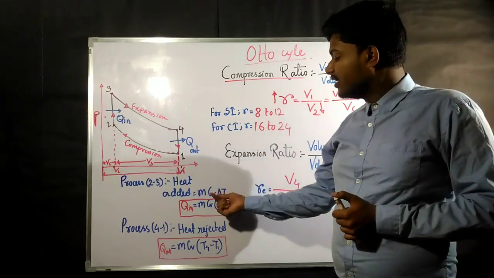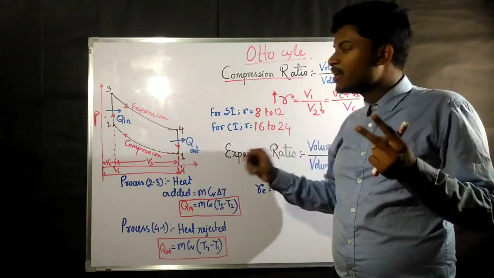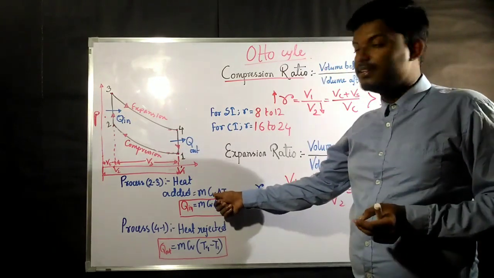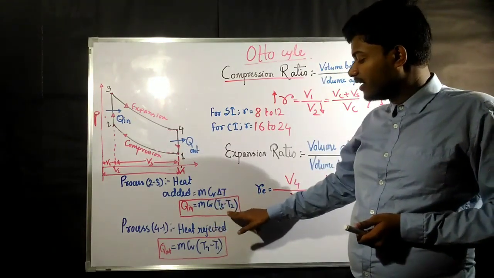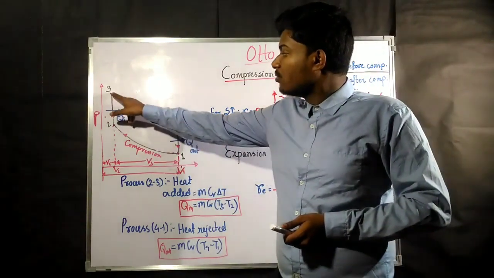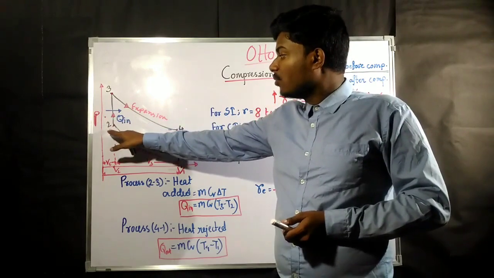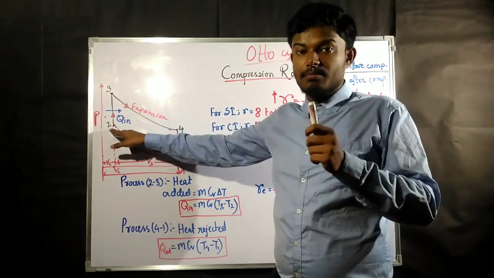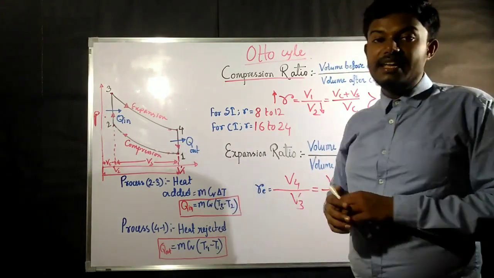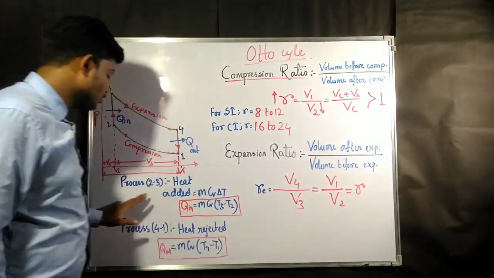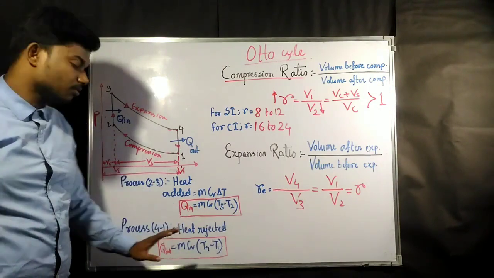Now C, in case of gases, is of two types, Cp and Cv. Since it is constant volume, we are writing Cv. So mass of the air into specific heat into del T. For process 2 to 3, whatever the temperature it has attained in point 3 and whatever the temperature it was before the heat addition, the difference will give you the heat addition. That means Q in is going to be m into Cv into T3 minus T2.